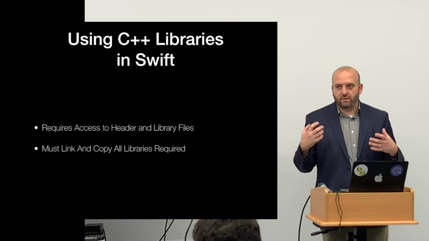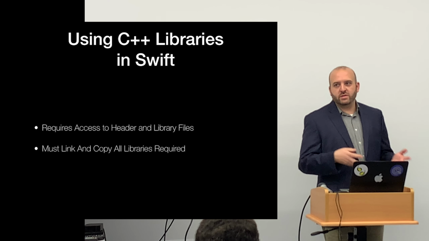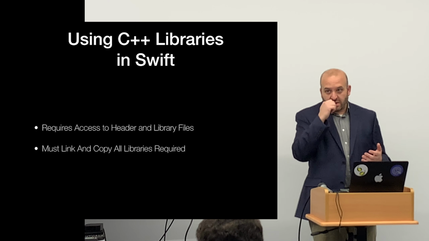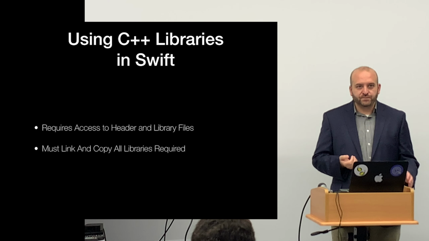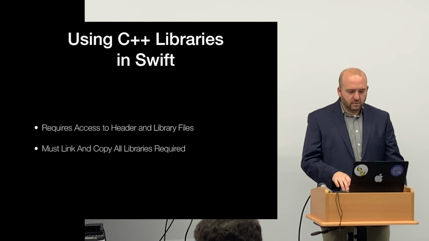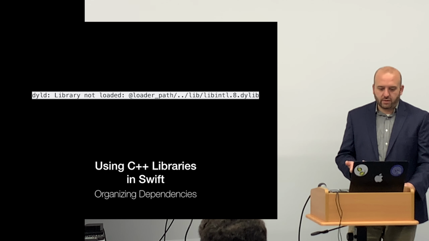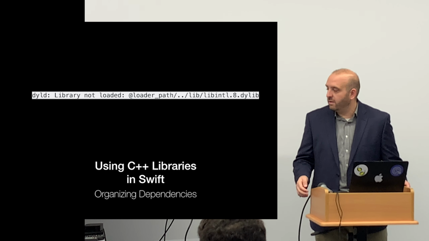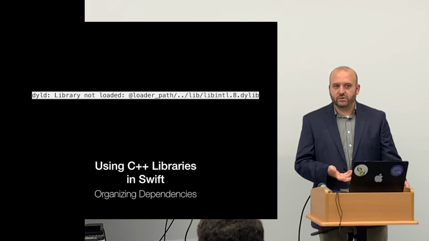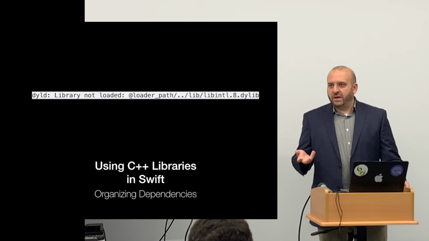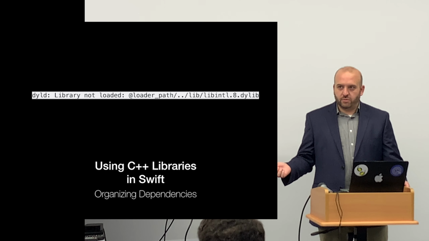So I go ahead, I compile the app. It runs on my machine because I've linked everything. And then if I go to somebody else's machine, I get this: dynamic library not loaded, so-and-so with this path. I'm thinking to myself, but I know I installed it on my machine. And I copied them, but why is it not working on the other machine?